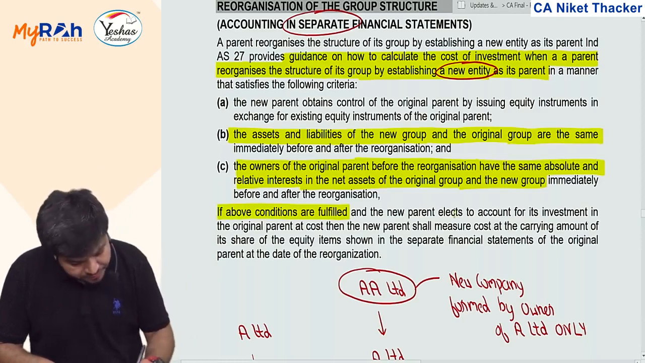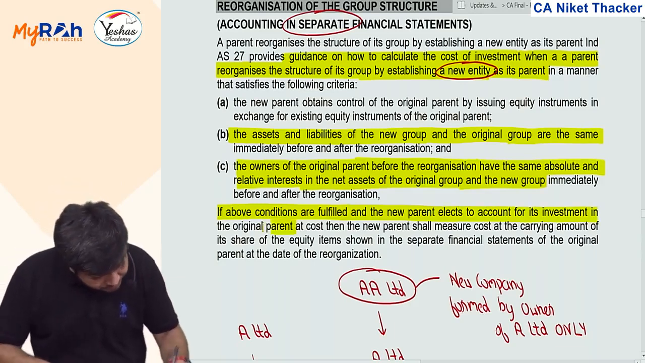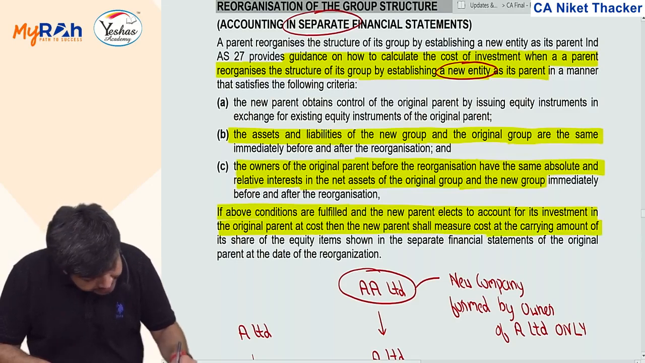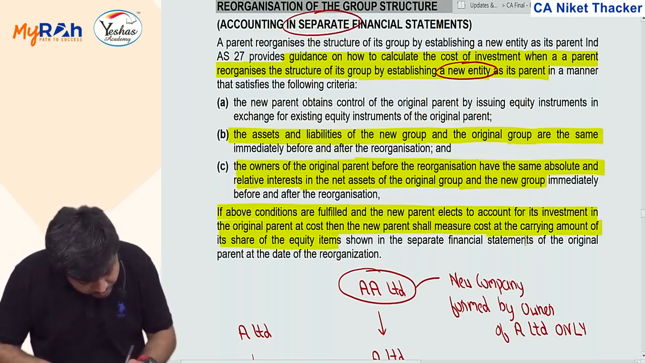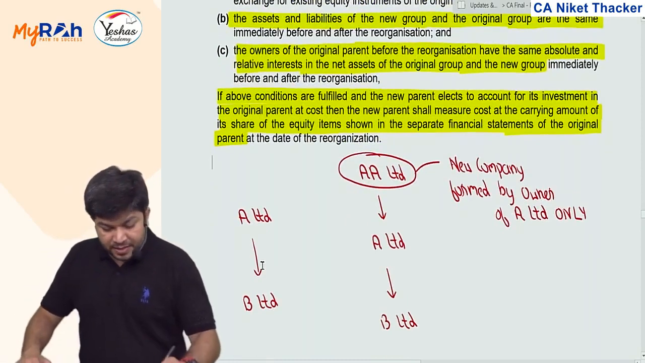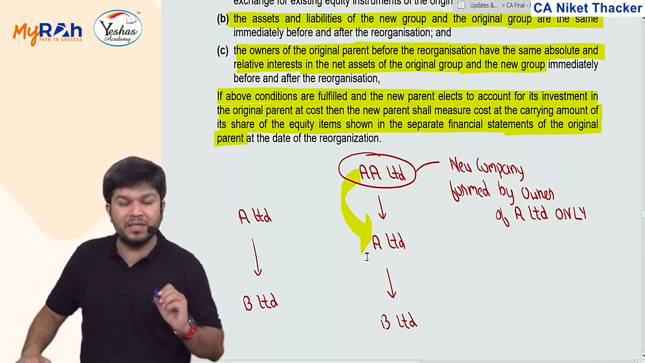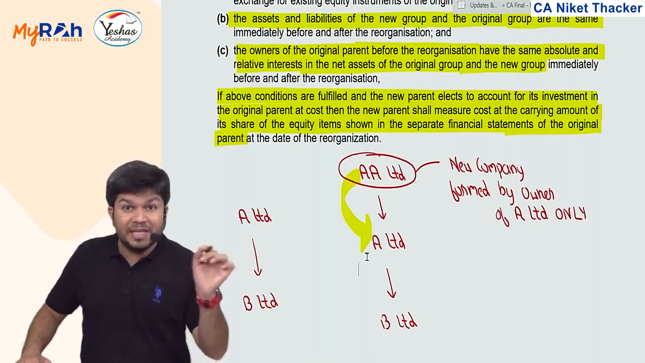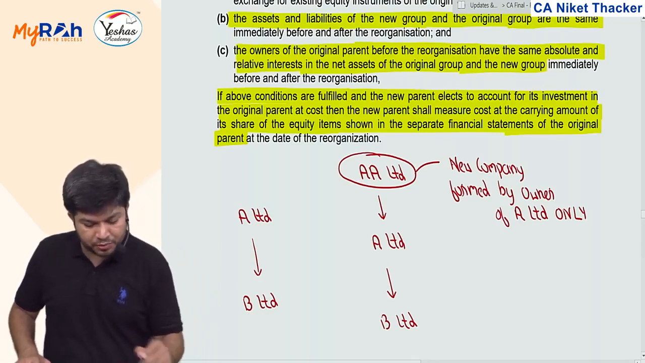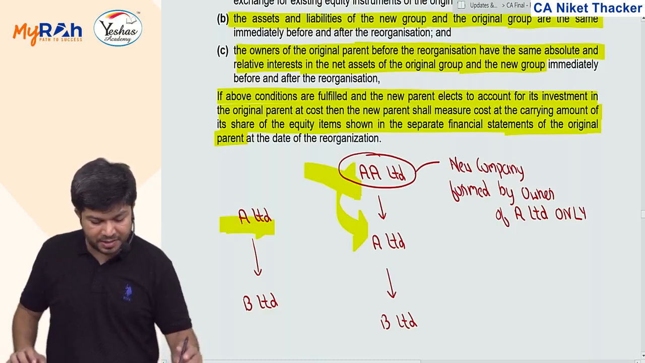If above conditions are fulfilled, new parent is double A, elects to account for investment in original parent at cost, then the cost for the new parent will be the carrying amount of its share of equity shown in separate financial statement of original parent. In simple words, double A's investment in A will be equal to equity in A. Whatever is equity in A, that will be the value. The new parent is double A; originally parent was A, new parent is double A.